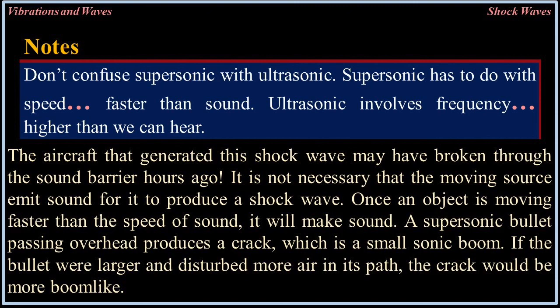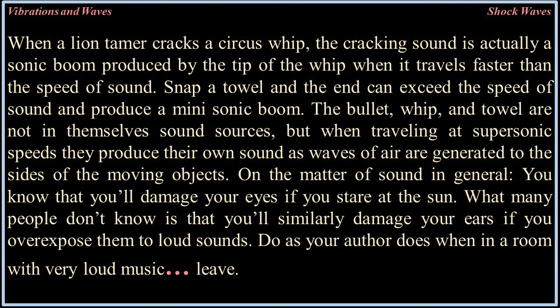A supersonic bullet passing overhead produces a crack, which is a small sonic boom. If the bullet were larger and disturbed more air in its path, the crack would be more boom-like. When a lion tamer cracks a circus whip, the cracking sound is actually a sonic boom produced by the tip of the whip when it travels faster than the speed of sound. Snap a towel, and the end can exceed the speed of sound and produce a mini sonic boom. The bullet, whip, and towel are not in themselves sound sources, but when traveling at supersonic speeds, they produce their own sound as waves of air are generated to the sides of the moving object.